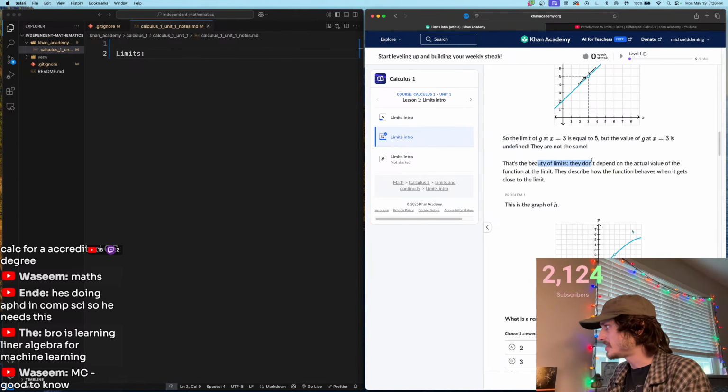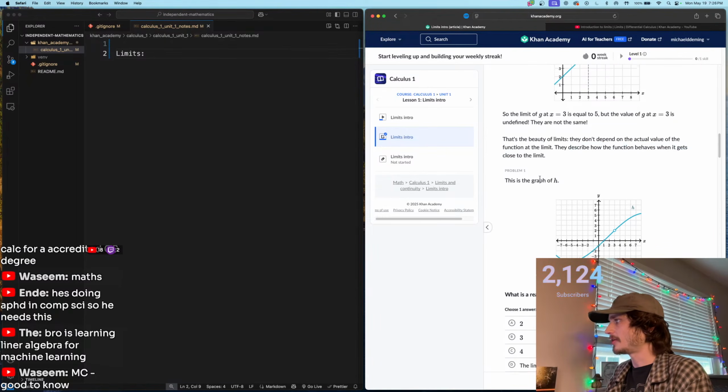That's the beauty of limits. They don't depend on the actual value of the function at the limit. They describe how the function behaves when it gets close to the limit. Okay.